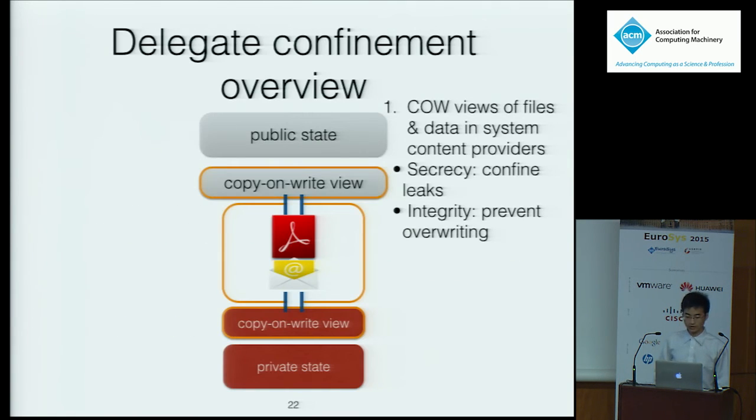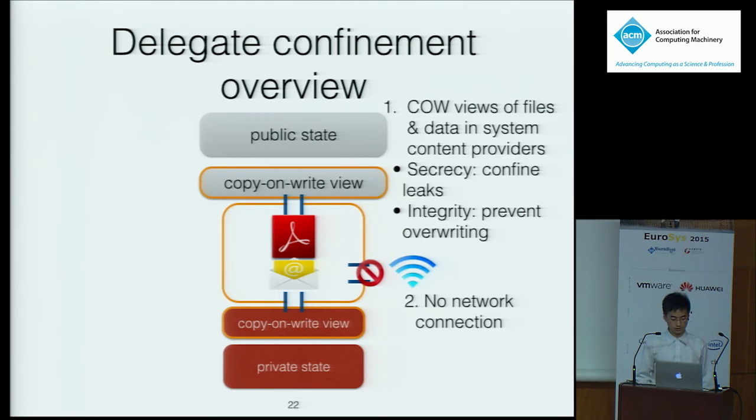This is an overview of confinement for a delegate. First, Maxoid creates copy and write views for the public and private state for the delegate. These views involve both the files and data in system content providers. The copy and write views help achieve both secrecy and integrity because they confine potential data leaks and prevent overwriting the original version. Second, the delegate is prevented from accessing the network.